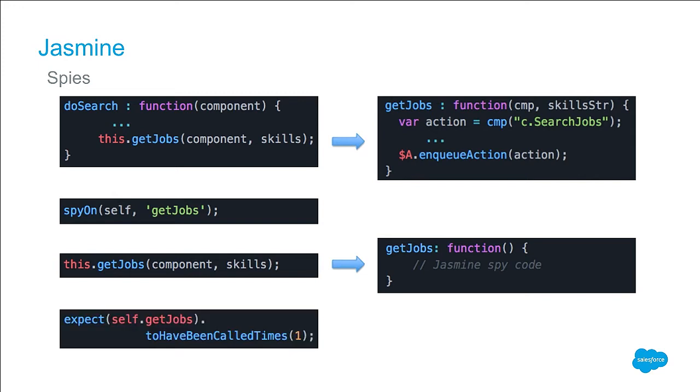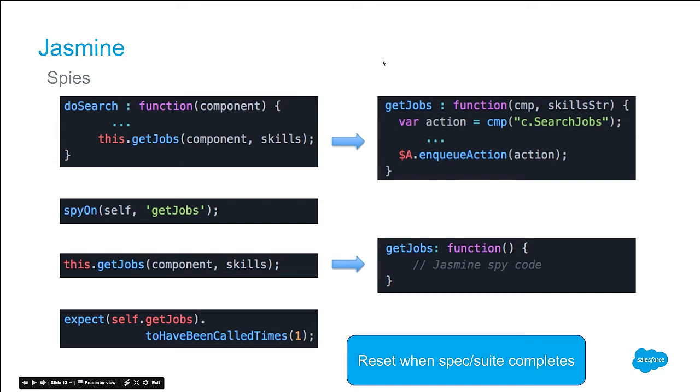Then while that spy is still in place, I can interrogate that spy and ask it what happened during that test. In this case, I'm expecting it to have been called 1 time. So that's my expectation, that will verify. If it's called more than once or it's called 0 times, then the unit test will fail. So it allows me to check that my logic, which should trigger that server-side call, executes correctly without me actually having to execute the server-side call.